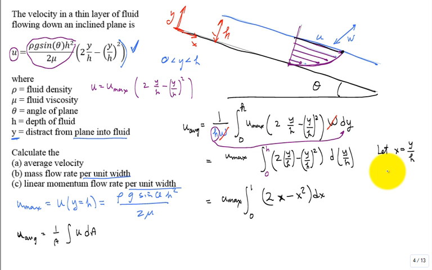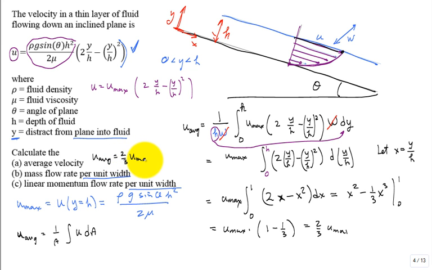All right, so I think everybody can do this. What do you have? You have x squared minus 1/3 x cubed. True or false? Evaluate 0 to 1, which gives you, well, I'm leaving out the u max, but you get the u max times, then you have 1 minus 1/3 minus a bunch of zeros, so it's basically 2/3 u max. Is that what you got? 2/3 u max. So that's what the u average is. U average is 2/3 u max.